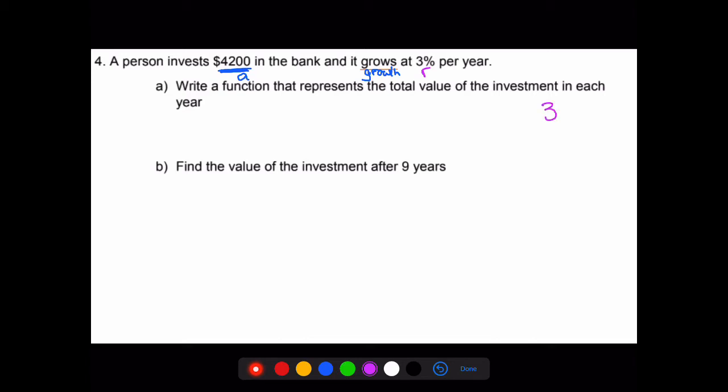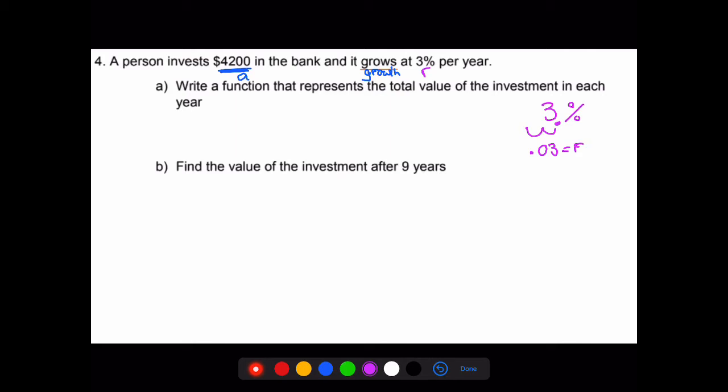We have 3%. Now, if I want to switch this to a decimal, I take where that decimal place naturally is after the 3, and I move it 2 places to the left, giving us 0.03. That's what our R value is.